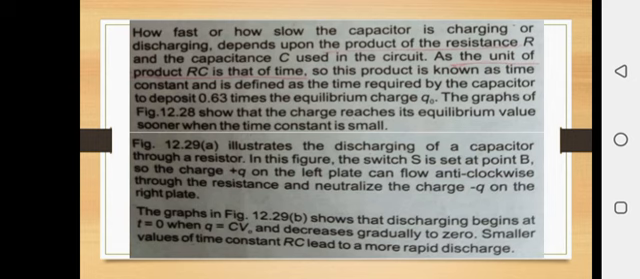Figure 12.29a, according to your book, illustrates the discharging of a capacitor through a resistor. In this figure, the S is set at point B, so the charge Q on the left plate can flow anti-clockwise through the resistance and neutralize the charge minus Q on the right plate. Okay, anti-clockwise, this is an important MCQ. The graph in figure 12.29b shows that the discharging begins at t equal to 0 when Q is equal to CV naught, and decreases gradually to 0.